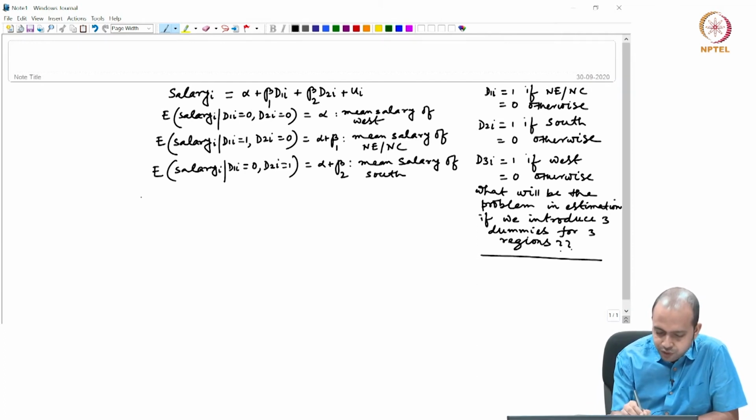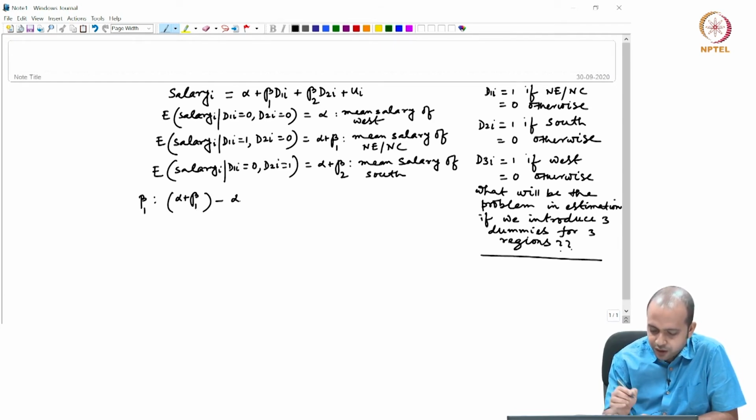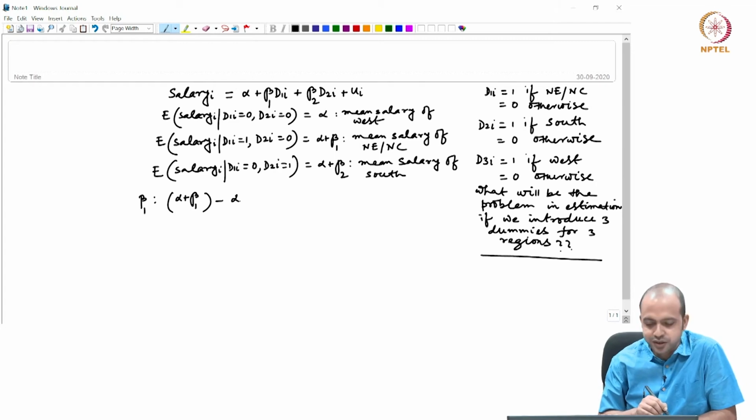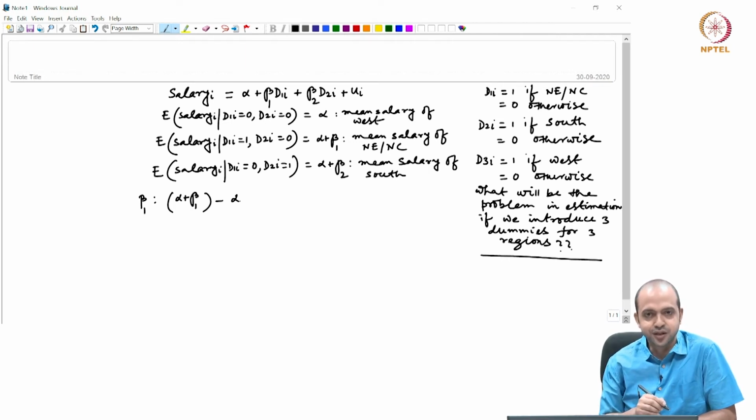So, beta 1 you can derive as alpha plus beta 1 minus alpha. Alpha plus beta 1 minus alpha is actually beta 1, and alpha plus beta 1 is the mean salary of northeast or north central, and alpha is the mean salary of west. So, beta 1 basically indicates the difference in mean salary between northeast or north central and the western region.